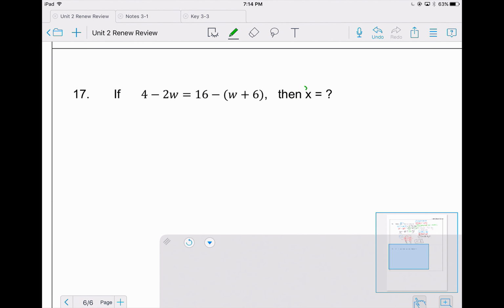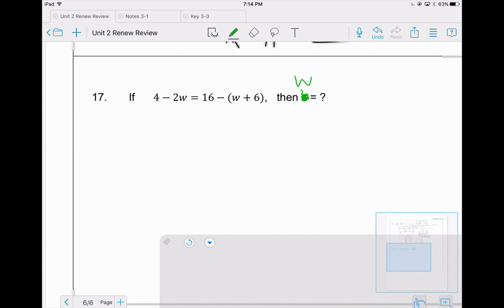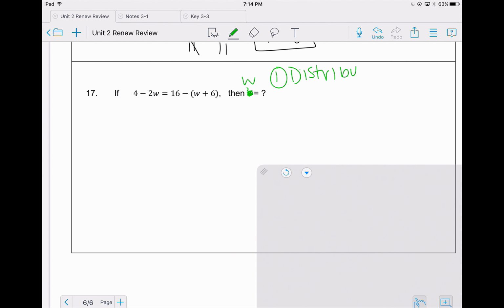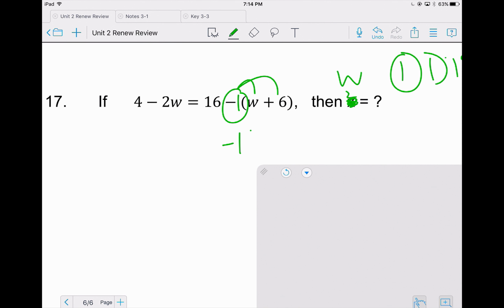Problem 17, I believe this is supposed to be a w, so 4 minus 2w equals 16 minus w plus 6. So my first step is going to be distribute, and be very careful here. Remember there's an invisible negative 1, and if you need to write that negative 1 in so you remember to do negative 1 times w and negative 1 times 6, then you absolutely go for it. There's nothing wrong with throwing that negative 1 in there so you remember what you're supposed to do with that.